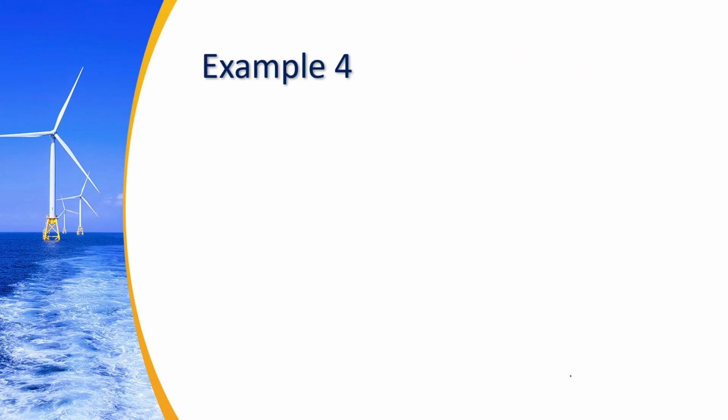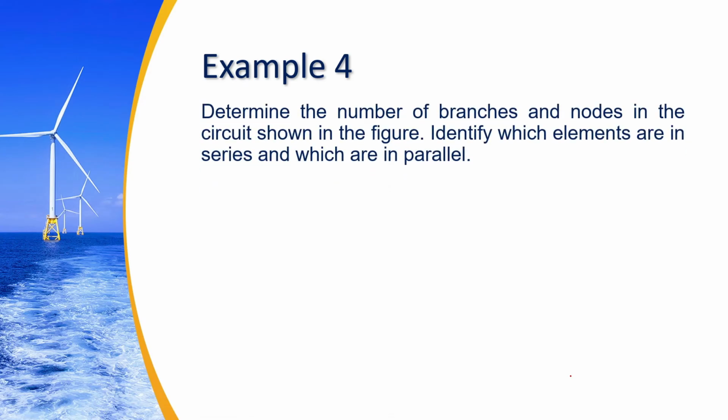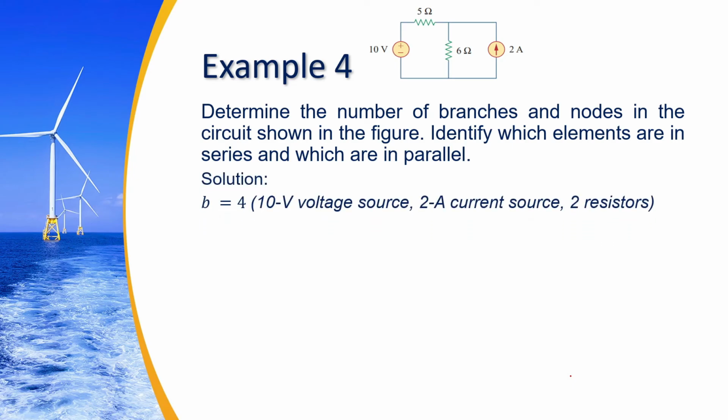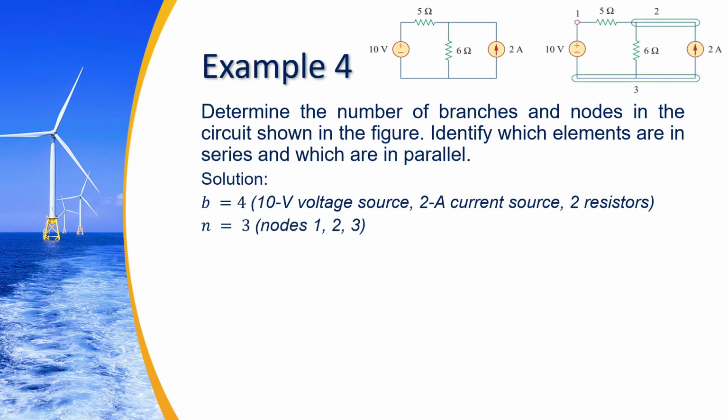So, paano natin siya ma-analyze? Let's proceed sa example 4. Sabi dito, determine the number of branches and nodes in the circuit shown in the figure. Identify which elements are in series and which are in parallel. So, by using this circuitry, meron tayong branch na apat: 10 volts, 5 ohm, 6 ohm, at 2 amp. At meron din tayong node na tatlo. So, node 1, 2, and 3.